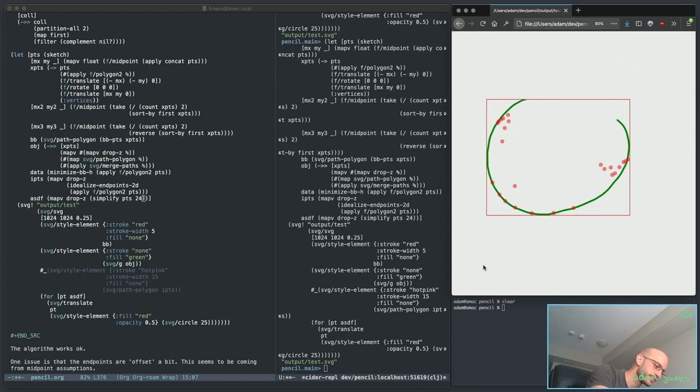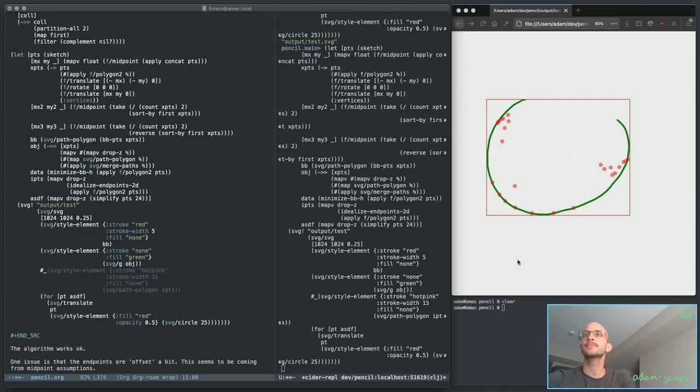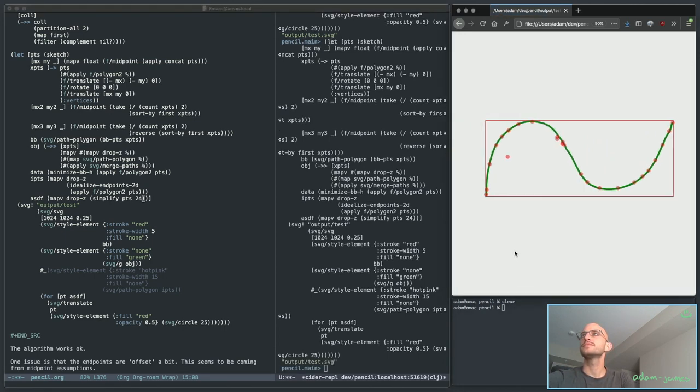Let's start with, well, actually, let me do this and try that. Yeah, so it's not quite reliable enough. I need to come up with different methods for different shapes, I don't know, this is gonna be hard, I guess.